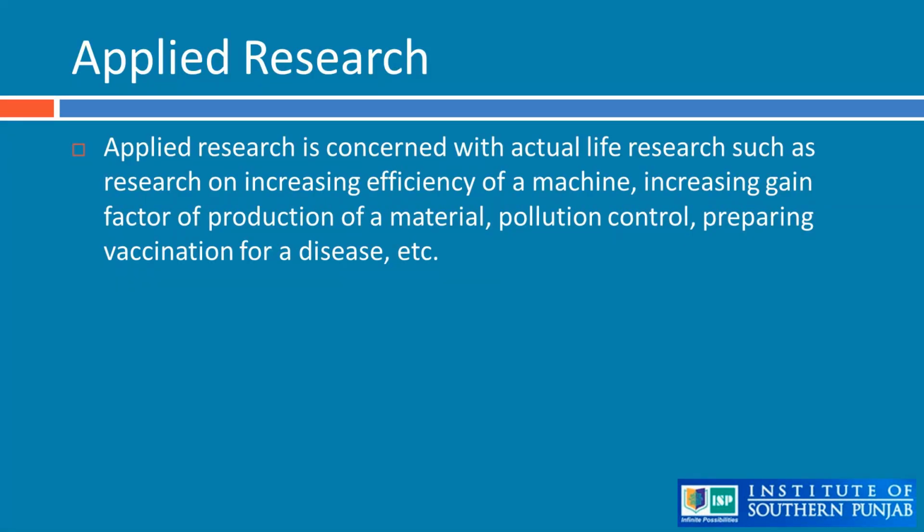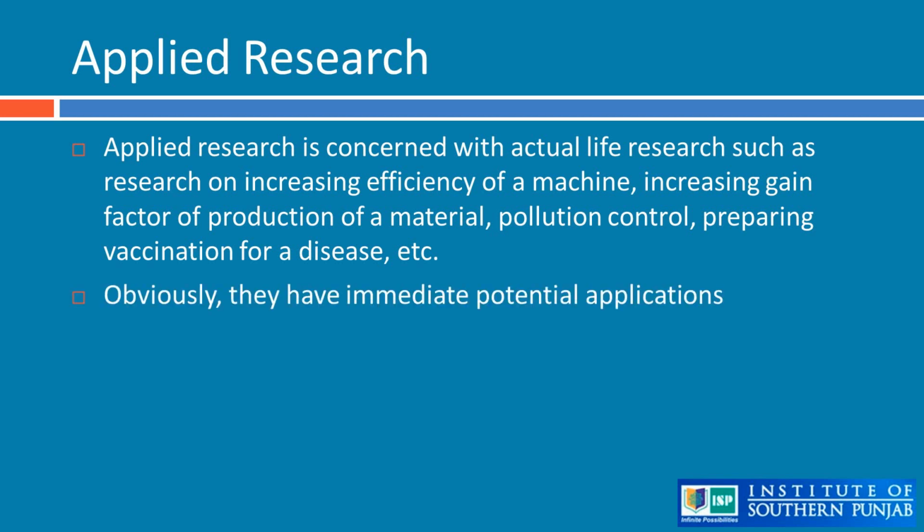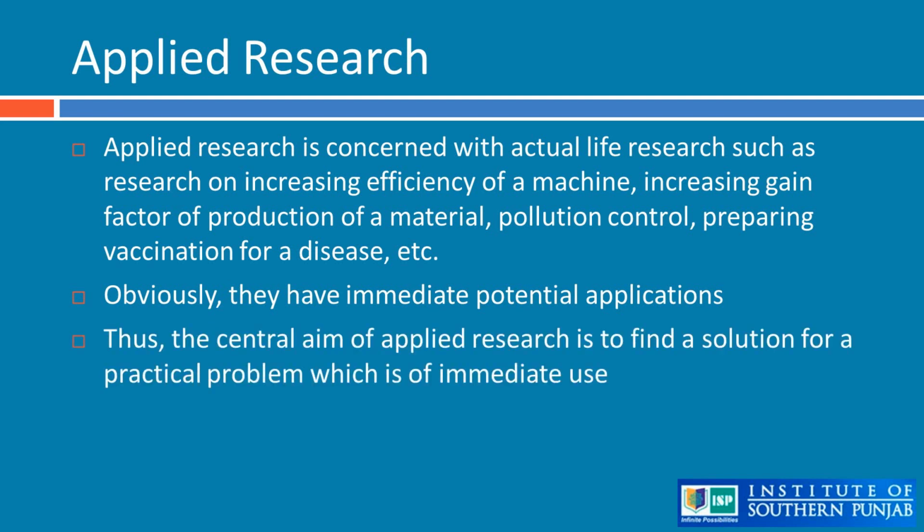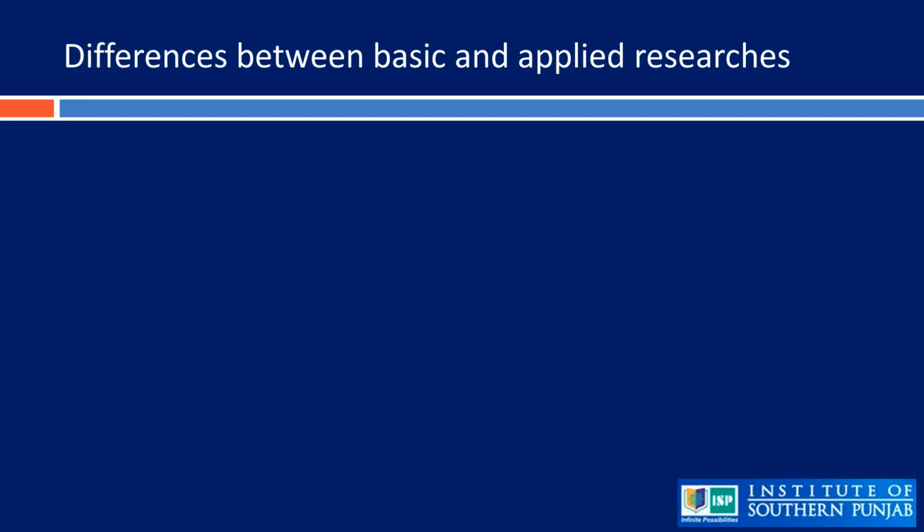Moreover, applied research is concerned with actual life research, such as research on increasing efficiency of a machine, increasing gain factor of production of a material, population control, preparing vaccination for a disease like corona, etc. Obviously, they have immediate potential applications. Thus, the central aim of applied research is to find a solution for a particular problem which is of immediate use. Now we see what are the differences between basic and applied researches.